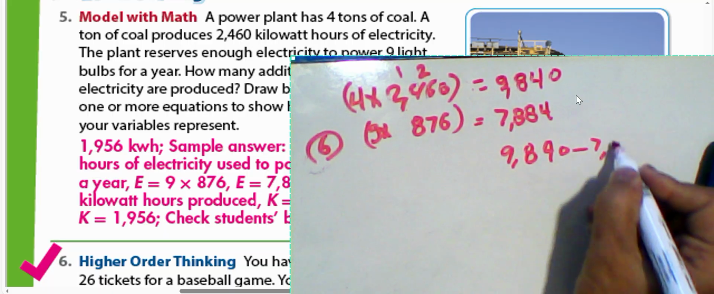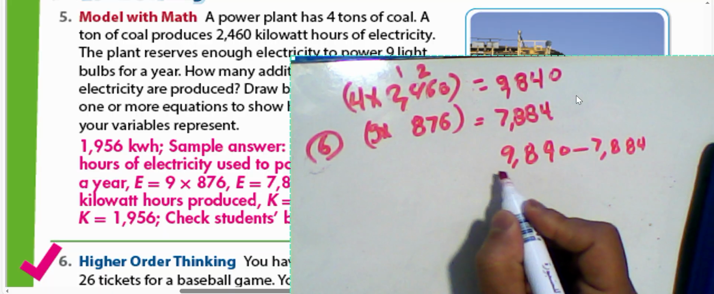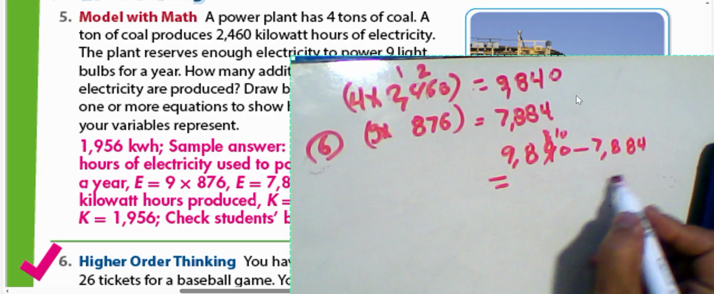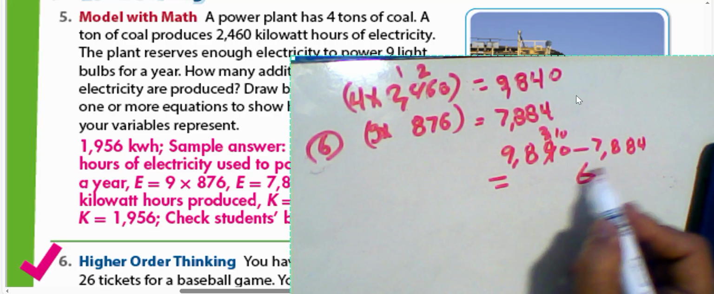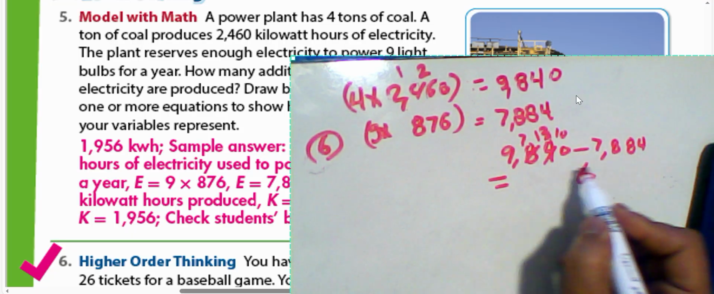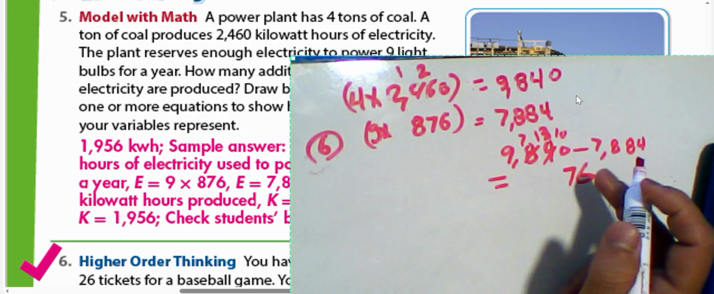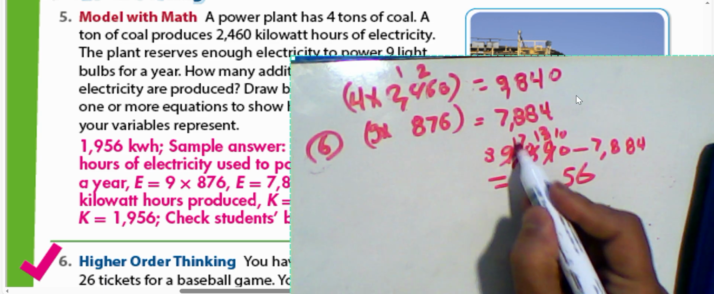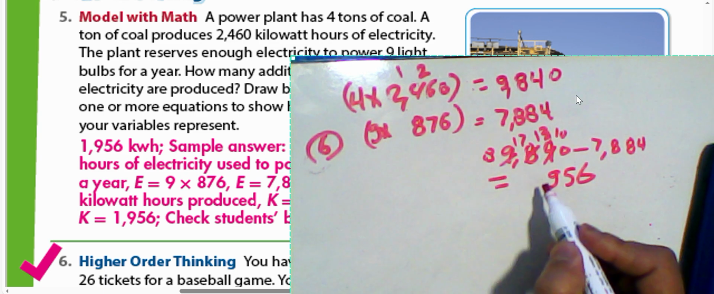9,840 subtract 7,884. 0 minus 4, we can borrow 1, it will be 10. 10 minus 4 is 6, and 3 minus 8, we can borrow 1, 13 minus 8 equals 5, and 7 minus 8, we can borrow 1, 17 minus 8 is 9, and 8 minus 7 is 1.